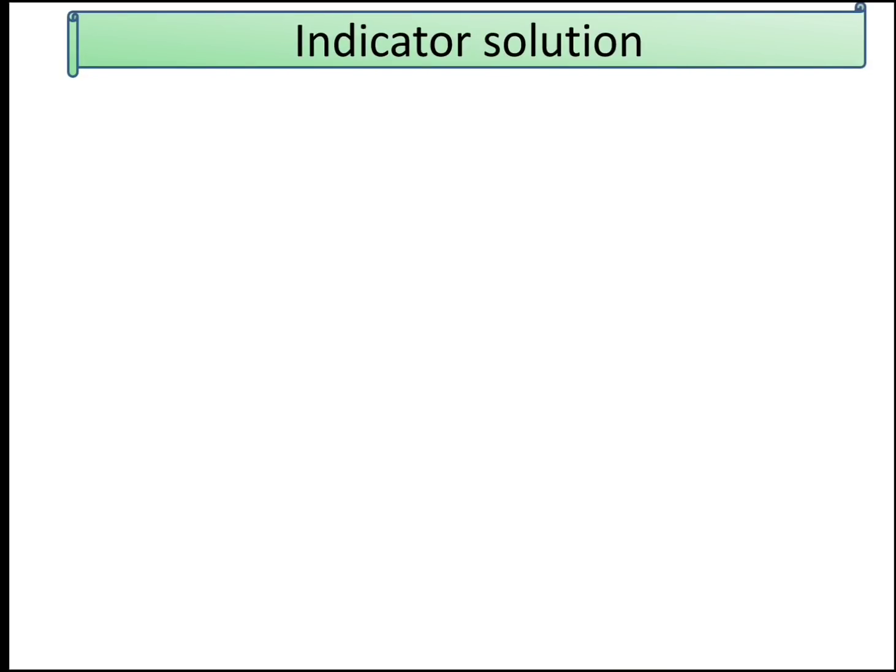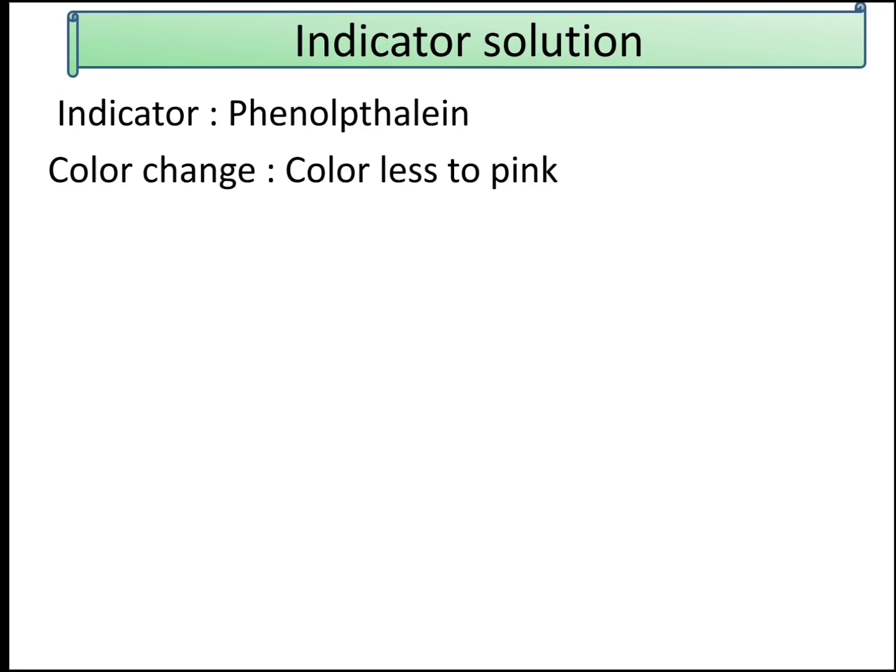Now the last topic is the indicator solution. The indicator we are using here is phenolphthalein. Phenolphthalein shows a color change from colorless to pink. Means when the reaction starts, it is colorless in nature, and at the end of the reaction it shows a faint pink color, which is our end point.